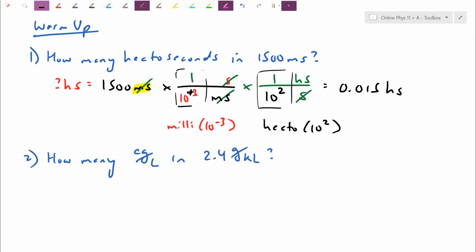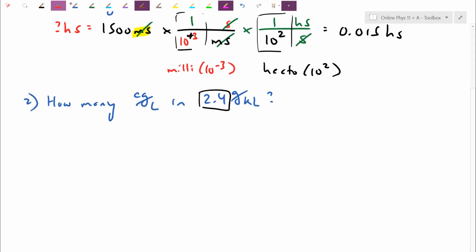Second question here, a little bit more challenging because this time, my unit actually has a fraction. Remember our strategy, in addition to the, well, we want question mark centigram per liter. This is sort of like a density here.